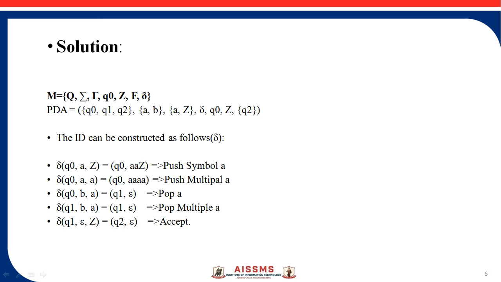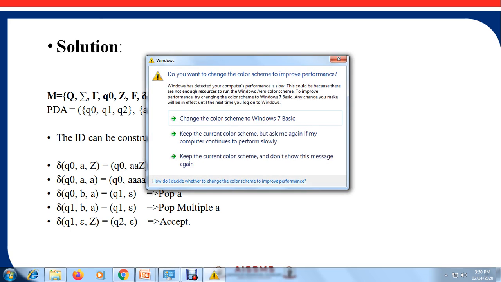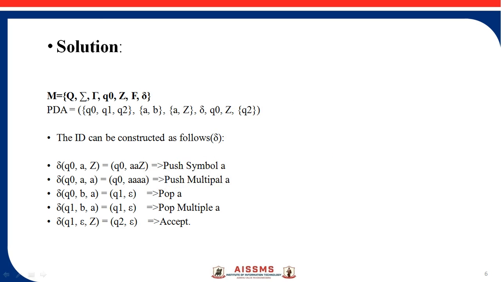After reading all b's, all the corresponding a's should get popped, hence the stack will be empty. Then when we read epsilon as an input symbol, there should be nothing in the stack. Okay, hence the move will be δ(q1, ε, Z) = (q2, ε). That is, q2 is the final state which is accepted by the PDA.